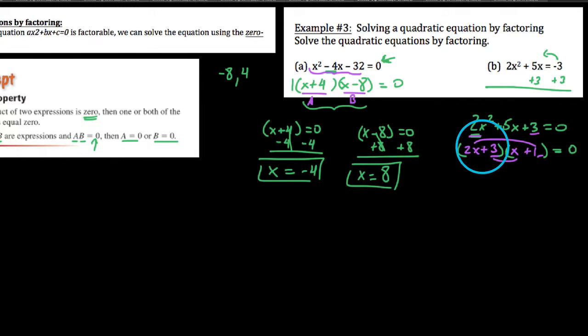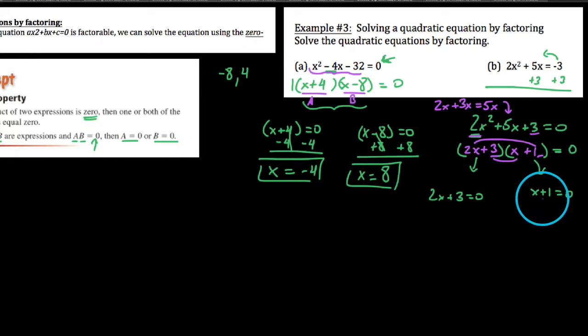If I check this, I get 2x times 1 on my outer terms is 2x, and 3 times x on my inner terms is 3x. These add up to be 5x, and that's certainly what we wanted here. So since these are the factors, and this is a factored expression now set equal to 0, we could say either 2x plus 3 has to be equal to 0, or x plus 1 has to be equal to 0, or both.